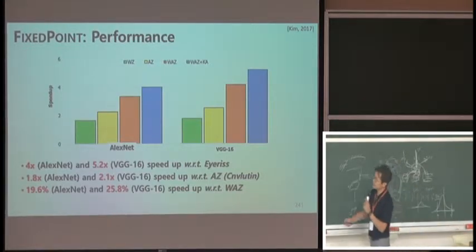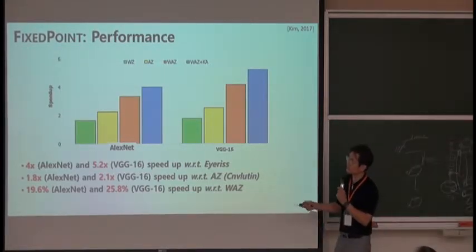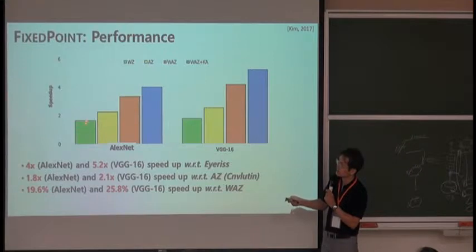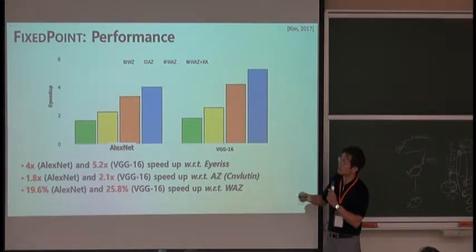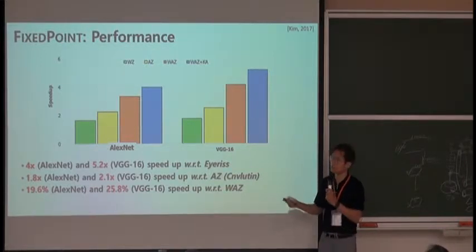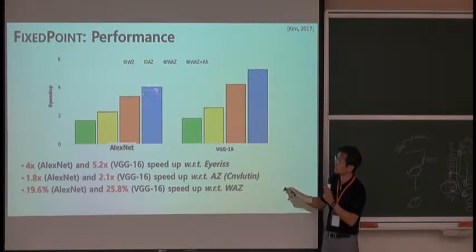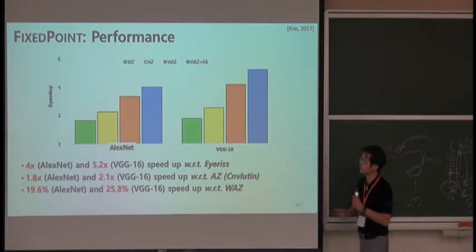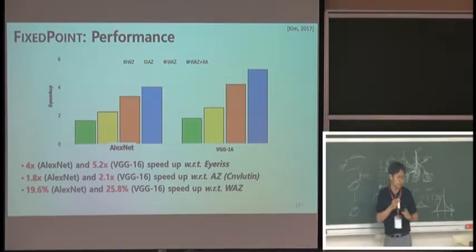This is the key result. So our baseline is Eyeriss. So Eyeriss gives a speed up of 1 here. So by exploiting zero weights and zero activation and both, we could achieve this level of speed up. And by resolving the load imbalance problem, we could obtain additional improvement. So 4 times speed up in the case of LSD, and 5 times in the case of BDT.